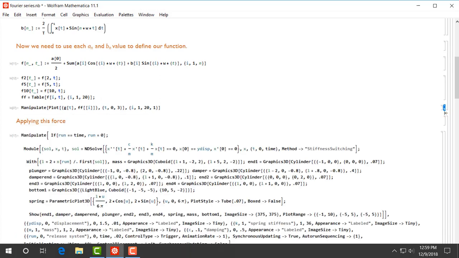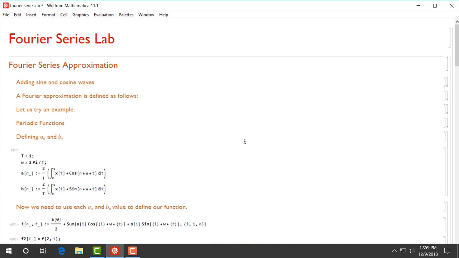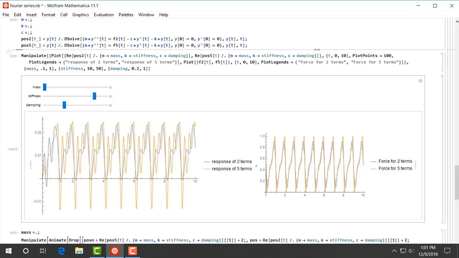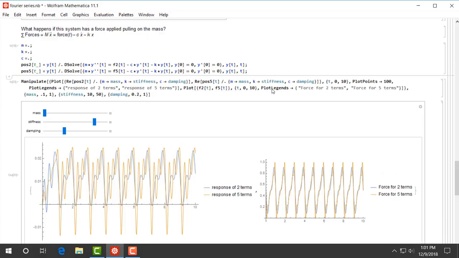So it was really useful to be able to see what was going on and have Mathematica solve all of it, as opposed to the other way, which would be going into Simulink and making a function for each sine wave, and then adding those sine waves together to see the force, and then creating a system, and then putting the force through the system and turning on and off different sine waves. It was just a lot easier to do this in Mathematica.